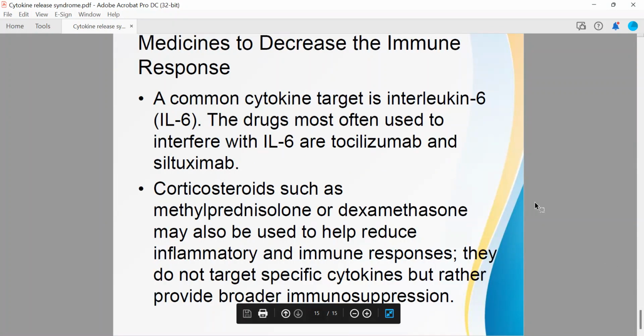Medicines to decrease the immune response. A common cytokine target is interleukin 6. The drugs most often used to interfere with interleukin 6 are called tocilizumab and siltuximab. Corticosteroids such as methylprednisolone or dexamethasone may also be used to help reduce inflammatory and immune response. They do not target specific cytokines but rather provide broader immunosuppression.